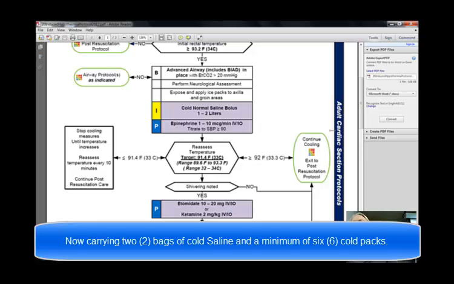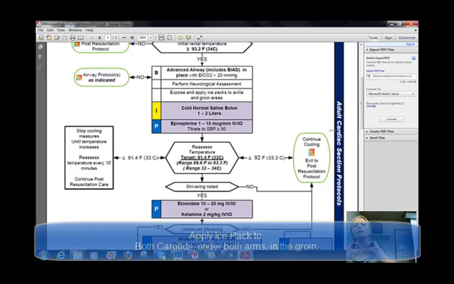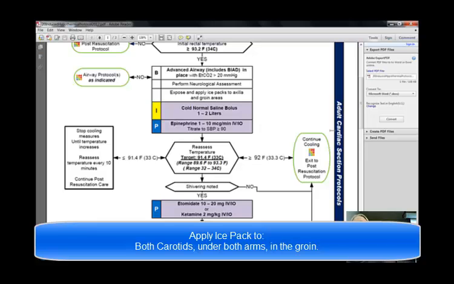You'll need six ice packs if you're going to cool somebody, so one on each carotid, which is really the most important, because the cooling doesn't do anything for the heart, it protects the brain, so your long-term outcomes from cooling are much better for neurologic function.